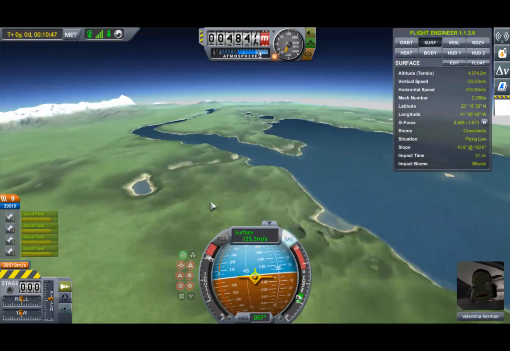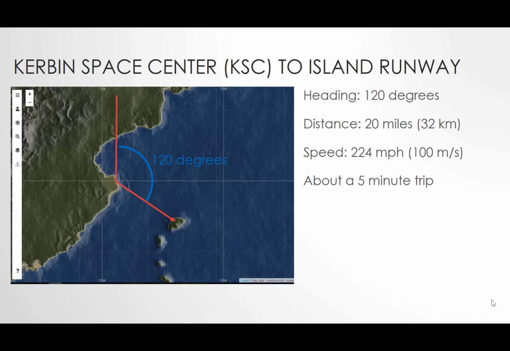Well, once I made it to the Kiangsi River, I thought, okay, I'll start traveling around the planet, see some other sights. The next target I picked was just to fly across from the Kerbal Space Center runway, which is right here. I would just fly over to this island because there's a runway over there, and I'll just try landing.